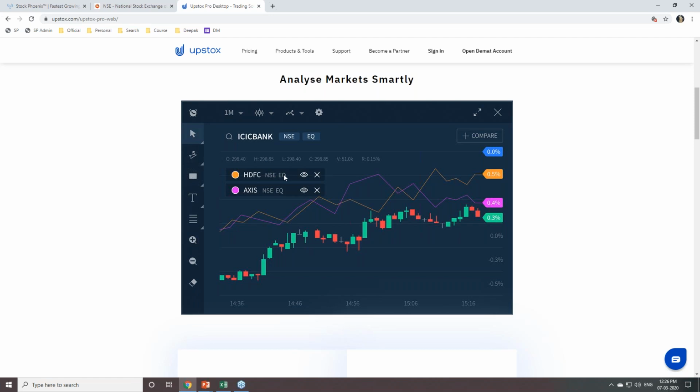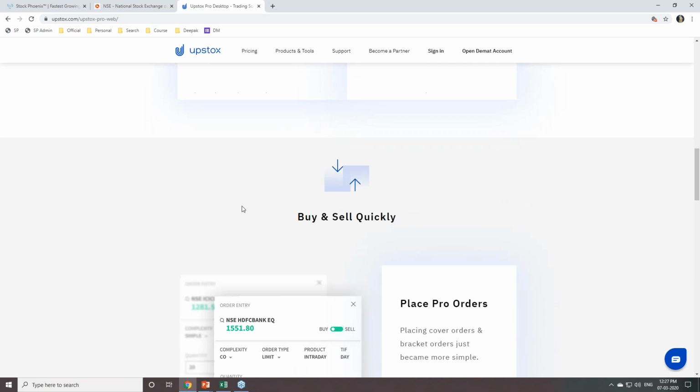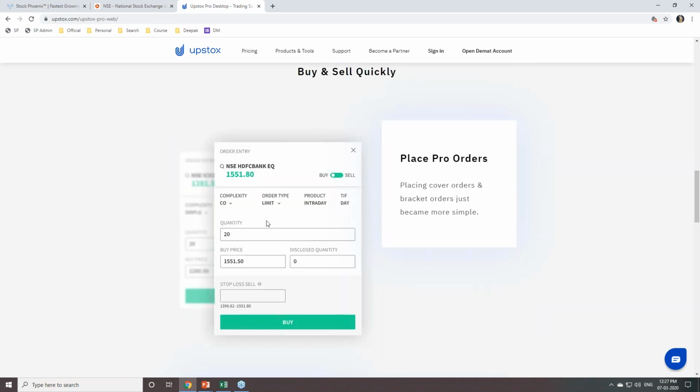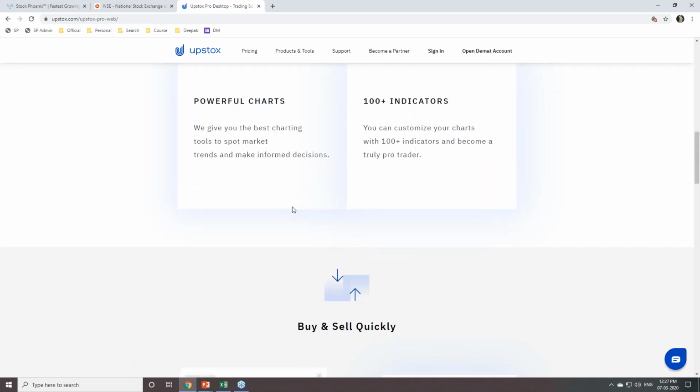And all our technical analysis course is going to be based on this browser-based terminal only, because it's easy, fast to use, and accessible anywhere. For example, you are traveling, so you don't have your desktop or laptop with you. You can get in from anywhere and start using it instantly with your own settings. That is very important. You can see powerful charts, 100 plus indicators, everything is available here. So this is a browser-based or web-based platform.